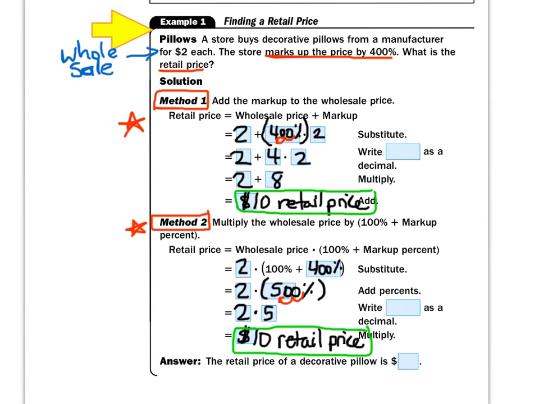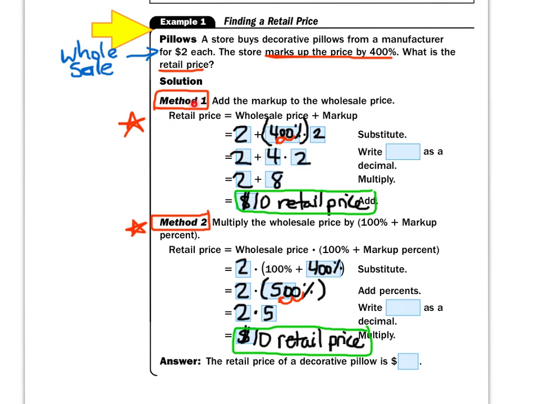Now, there's something I love about your book. They showed 2 different ways to solve it, method 1 and method 2. And you can pick whichever way you like best to solve these problems. Let's talk about method 1. That's when we're going to add the markup to the wholesale price.